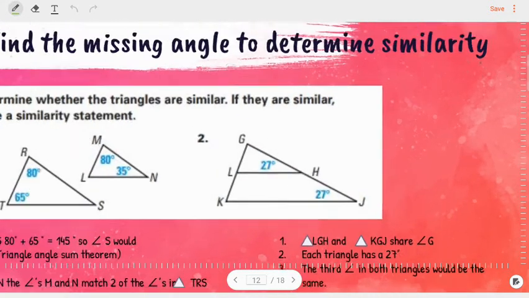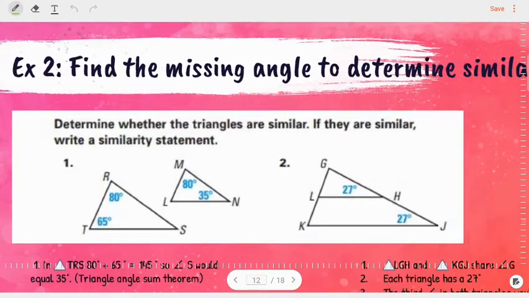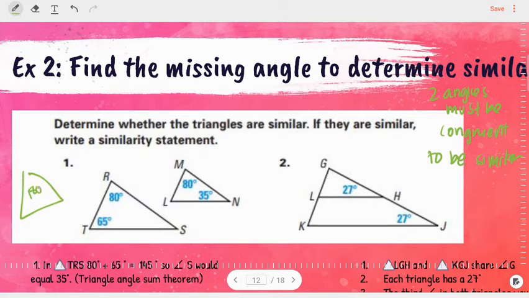So one big key idea is this. Two angles must be congruent to be similar. And the reason is, remember when we were talking about how a triangle adds to 180 degrees if I add all the interior angles? If two are the same, the last one by default has to be the same.